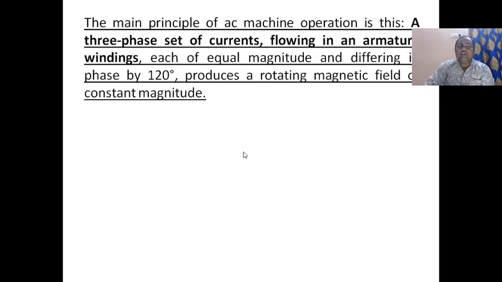So coming to unit 1, AC machine winding, what is the main principle of the machine? The main principle of AC machine operation is this: a three-phase set of currents flowing in armature windings, each of equal magnitude and differing in phase by 120 degrees, produces a rotating magnetic field of constant magnitude.